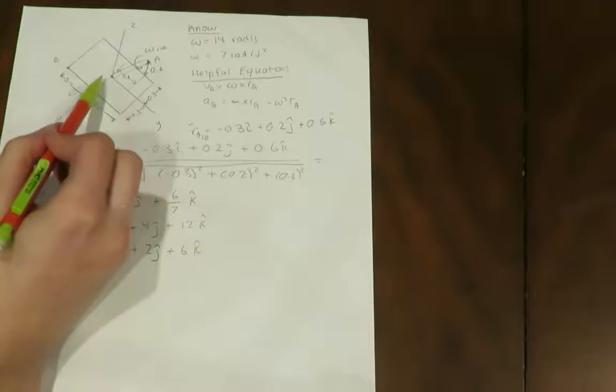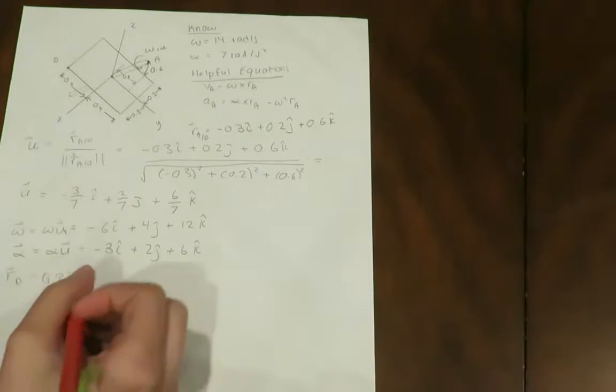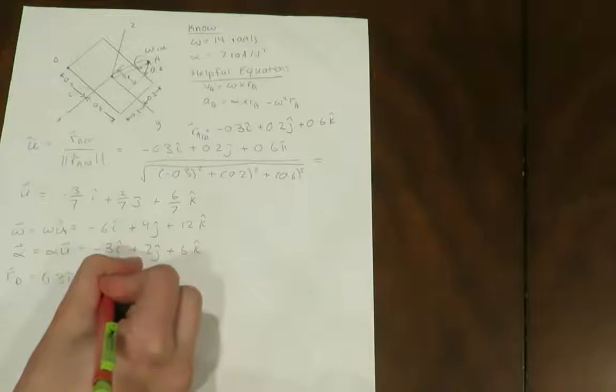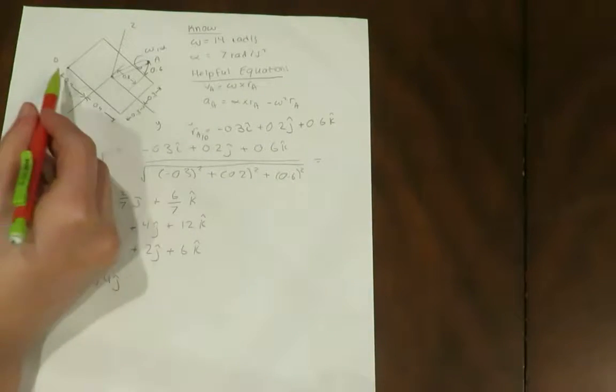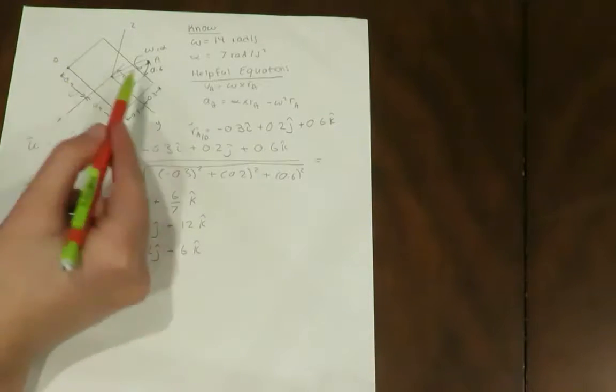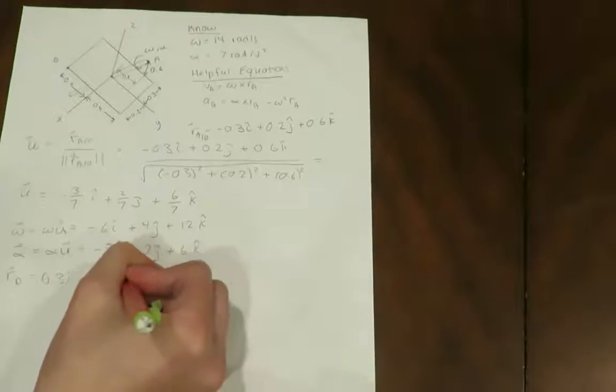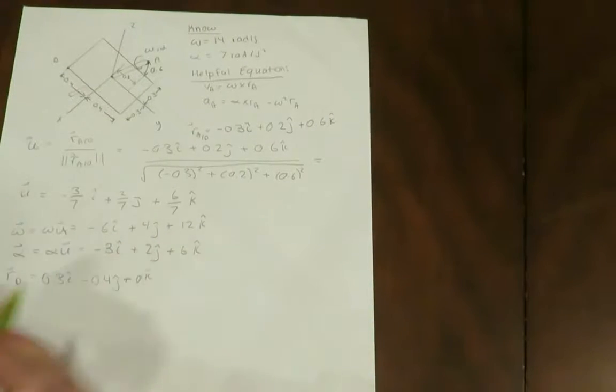And it's located negative in the y direction, so it's negative 0.4 j hat. And it's located at the same level as the origin in the z direction, so it's plus 0 k hat. You don't even have to write that term, but I did just to be thorough. Now, we know that, and it's time basically to start using our equations.